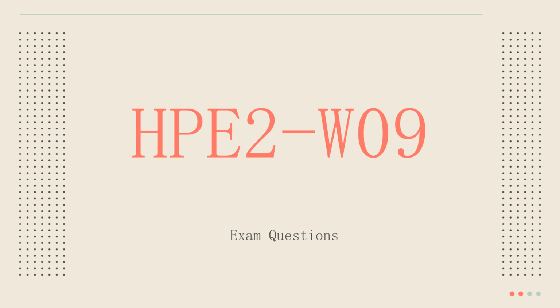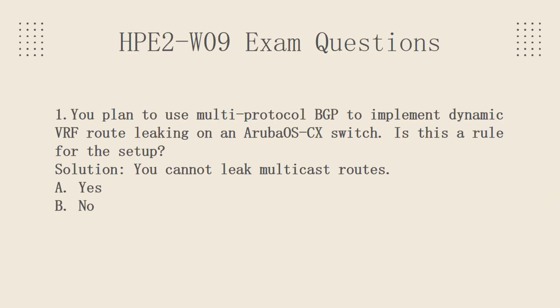1. You plan to use multi-protocol BGP to implement dynamic VRF route leaking on an Aruba OCX switch. Is this a rule for the setup? Solution. You cannot leak multicast routes. A. Yes. B. No.